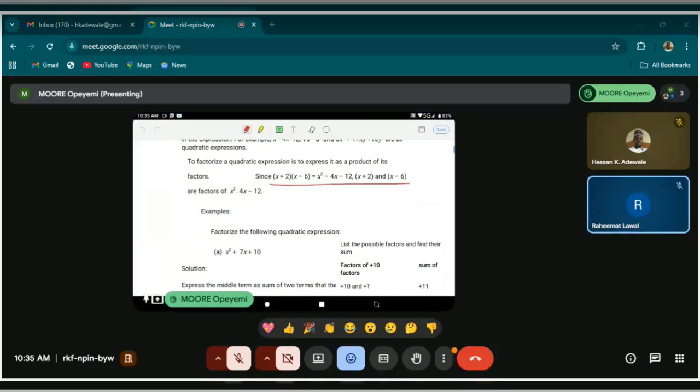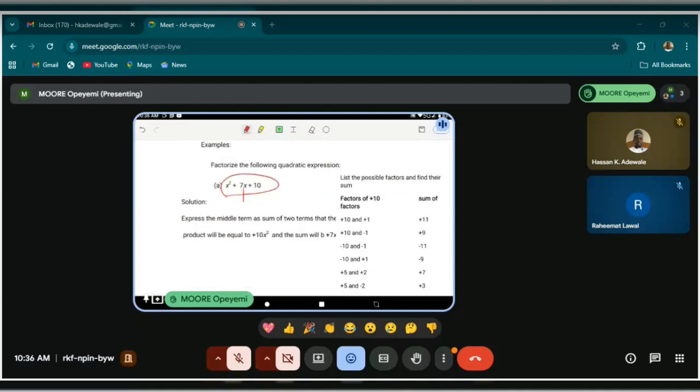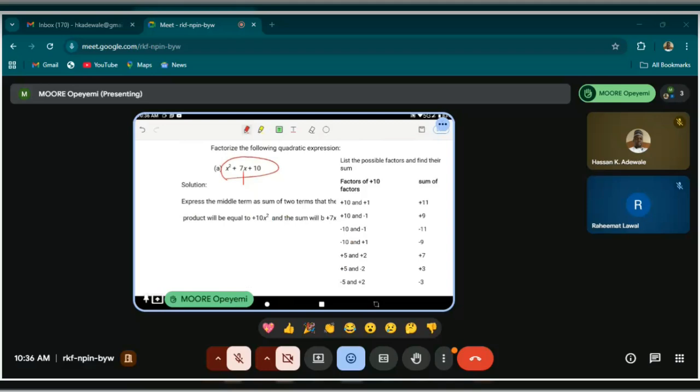Good. Now the solution says express the middle term as a sum of two terms. The middle term is 7x. We said we should express it as a sum of two terms. That is, we break it down in a way that it will have two terms. How do we do that? This is how it will be. We find the product of the first term and the last term.